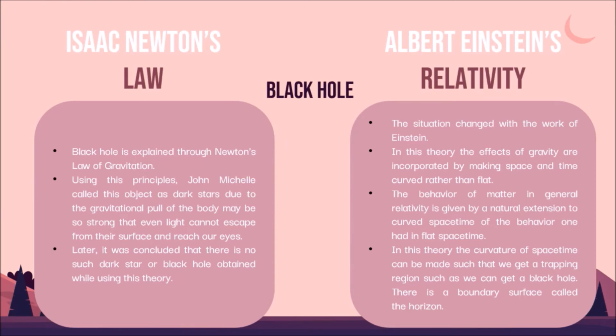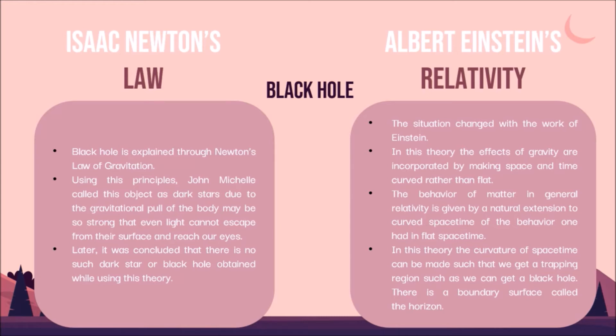Next, we're going to talk about the black hole. Black holes obey all laws of physics, including the laws of gravity. Black holes were explained through Newton's law of gravitation at first. By using this principle, John Michell called these objects dark stars, due to the gravitational pull of the body that may be so strong that even light cannot escape from their surface and reach our eyes.